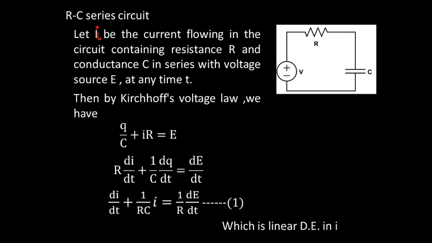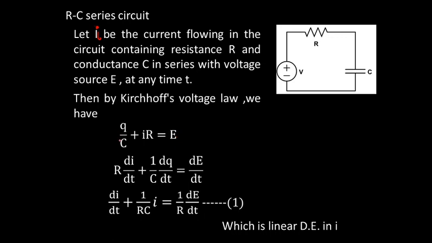Again we will apply Kirchhoff's voltage law. So we will find out the voltage drop across each element. Voltage drop across R is I into R, whereas the voltage drop across capacitance C is nothing but Q by C. Let's add these two voltage drops and equate it to the applied voltage, which is nothing but E here.